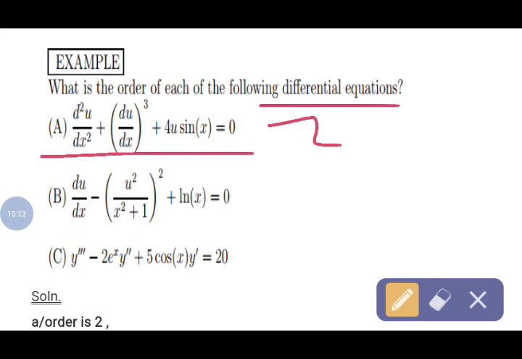In example B, in the first term, u is only differentiated one time with respect to x. On the second term, u is not differentiated with respect to x, and the third term, which is ln x, is a normal function. Therefore, the order of this differential equation is that of du divided by dx, which is 1.